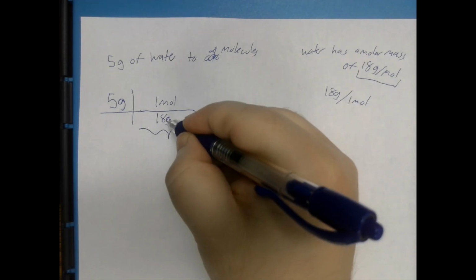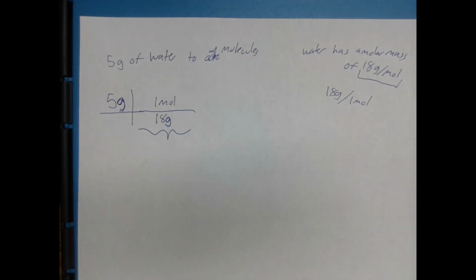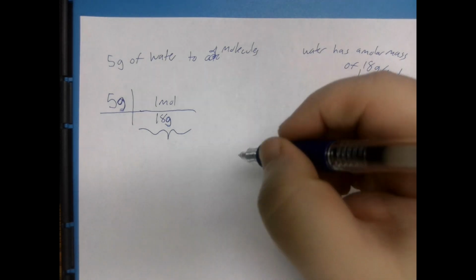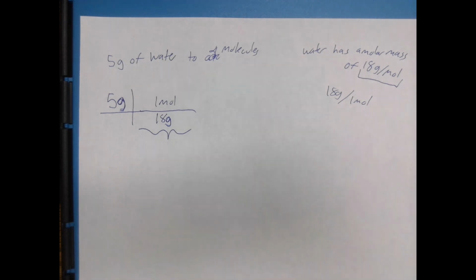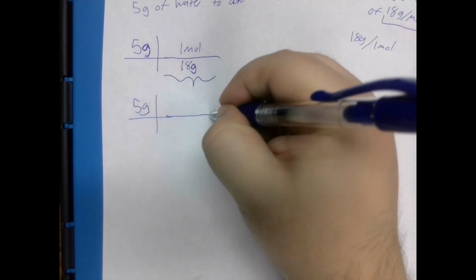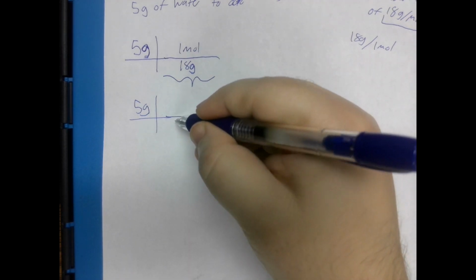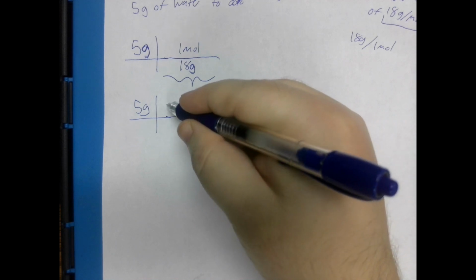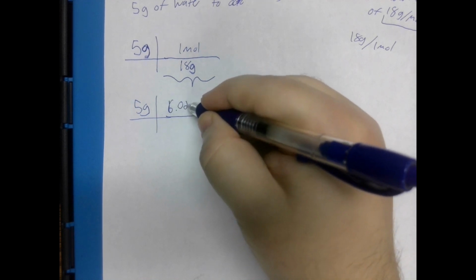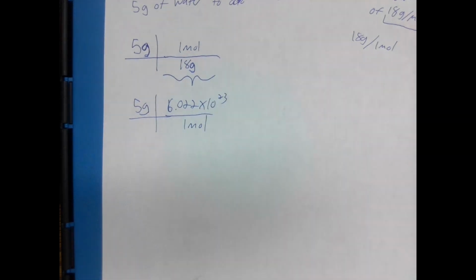So I know the grams has to go on bottom to cancel out the grams here. One of the number 1 issues I saw on this homework is people do something like this. They would put 5 grams, and then they would come over here and do 6.022 times 10 to the 23, 1 mole.